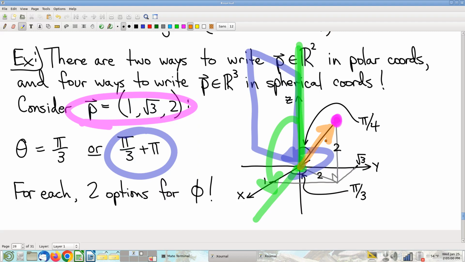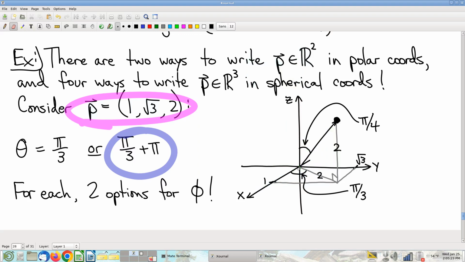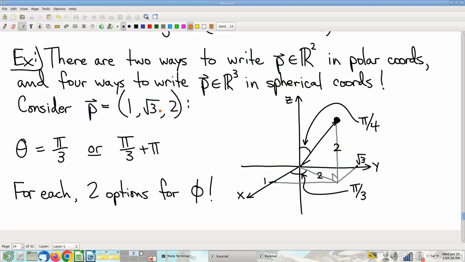So you've really got 4 different options. I've deliberately just kind of hit the highlights and drawn just the sketches. What I want y'all to do is to fill in the blanks and write down all 4 of the spherical coordinates for this point. And again, ignoring 2 pi's, right? 2 pi is boring. Always works. Okay, so I think it's a really good exercise. Think it through, all 4 different options for this one.